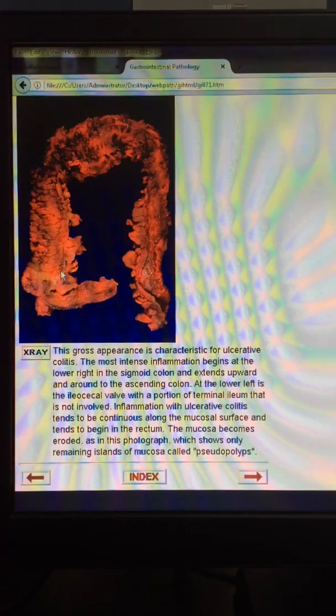This colon of an ulcerative colitis patient represents inflammation. This is the terminal ileum. This is the cecum, ascending colon, transverse, and descending colon. You can notice that the inflammation is involving the entire colon. There is no skip lesion in case of ulcerative colitis.